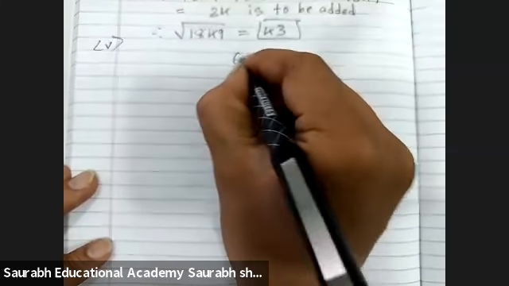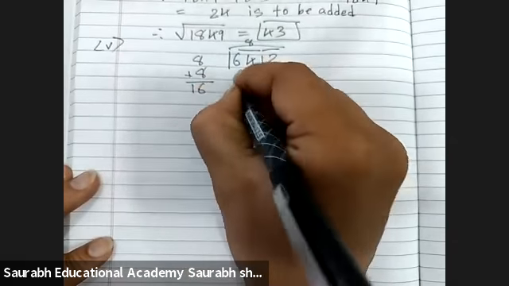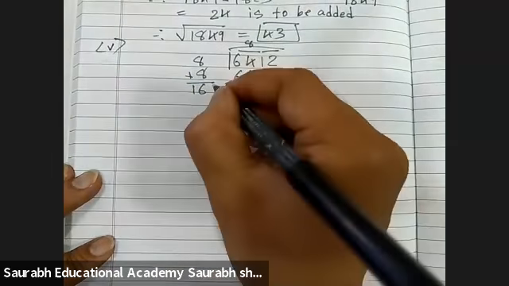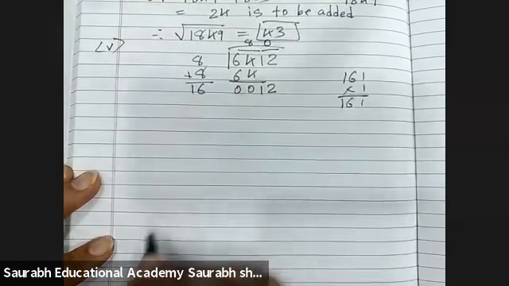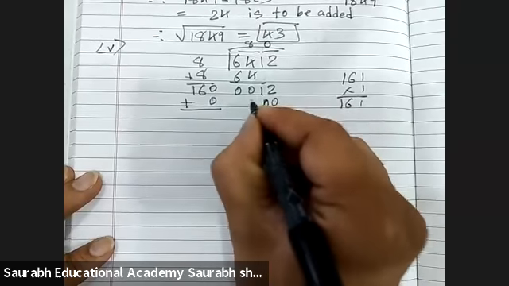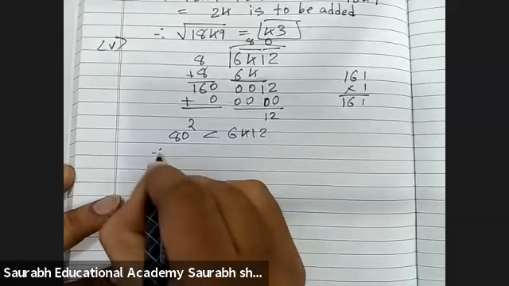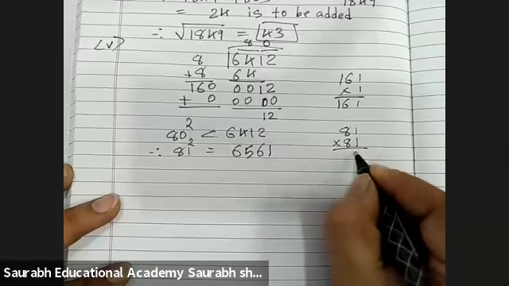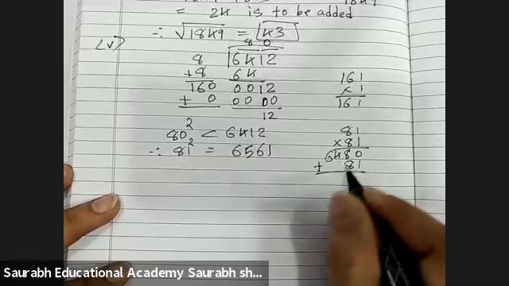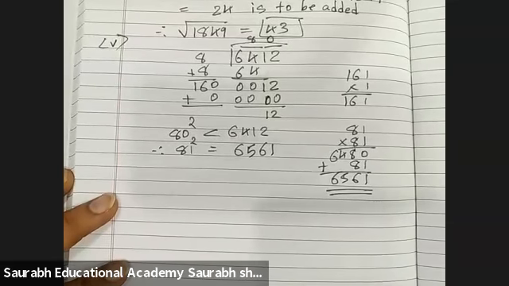Yes, sir. Now fifth one. 6412. So 8 8s are 64. Will carry 12. Now 161 ones will be greater than 12. So what will we put? 0. So 12 is the remainder. So 80 square is less than 6412. Therefore, 81 square. 81 square is 6561. Let me multiply. 6561 is a perfect square of 81, right?